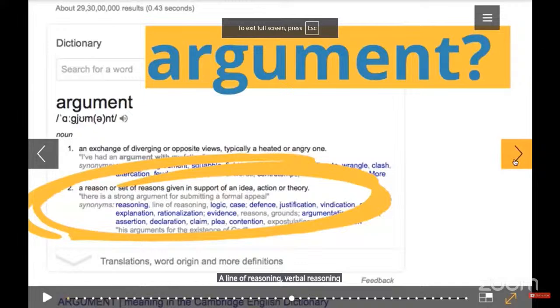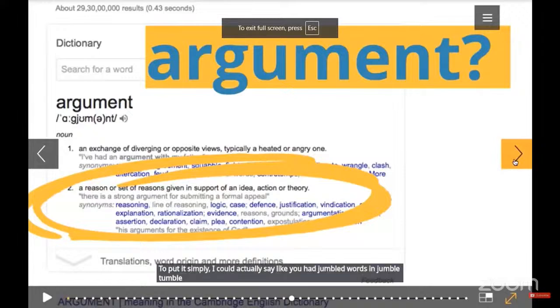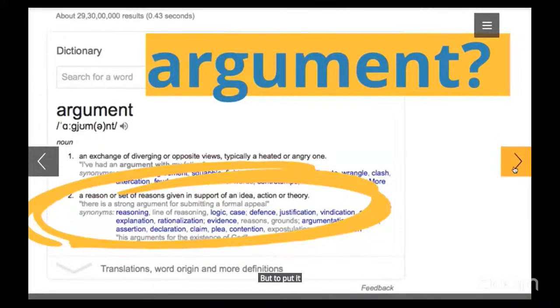So, what is this round 15 all about? About argument, about organizing your thought process. To put it simply, like you had jumbled words in jumble tumble, this is just jumbled sentences of a paragraph you will put in order and get it done with. But to put it in the way we have planned it for you, do you really want to know? I think you should know.